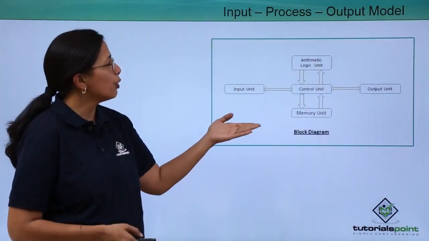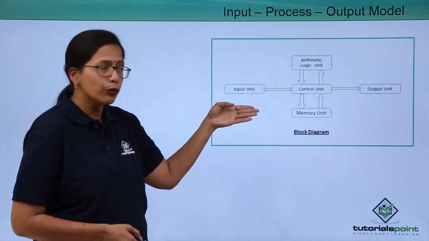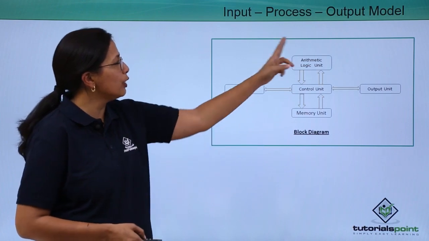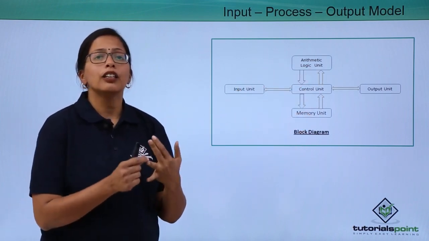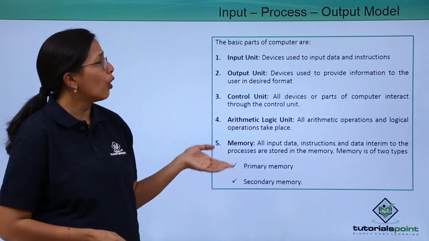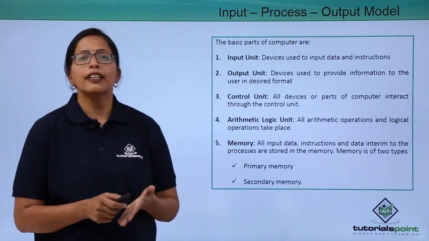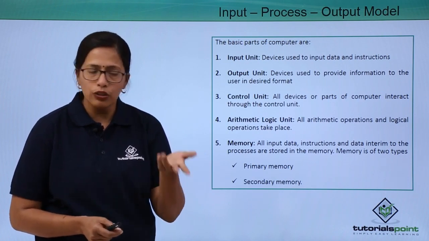This is the actual model of the computer, the block diagram. We have an input unit here and we have an output unit here. However, the processing unit has three separate units: the arithmetic logic unit, the control unit, and the memory unit. Let's see how all these basic parts of computer are functioning. The input unit consists of the devices that are used to give data or instructions to the computer.